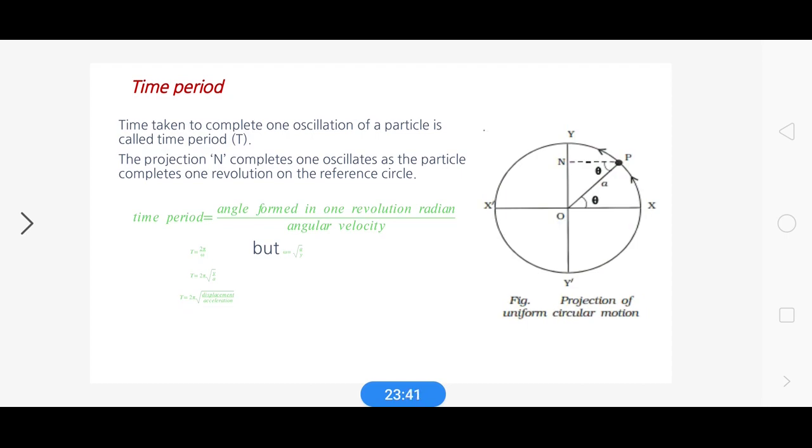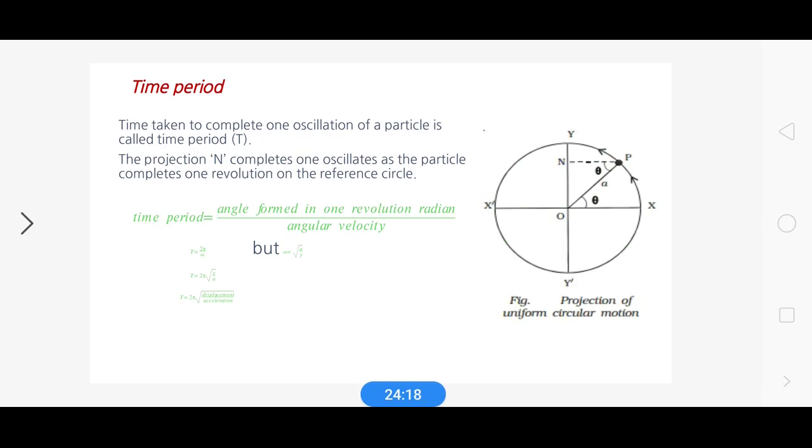Then we go for the time period. So what is meant by the time period? Time period is the time taken by the particle to complete one oscillation. To explain the time period of the particle executing SHM, again I am considering the particle moving along the circular path and the foot of the perpendicular makes an oscillation along the vertical diameter, that is Y dash. After t seconds the particle is at point P.